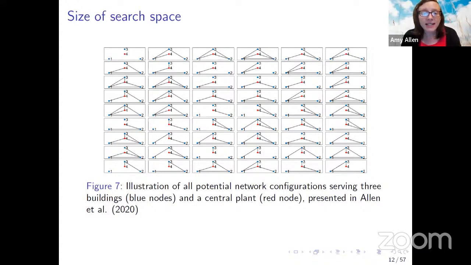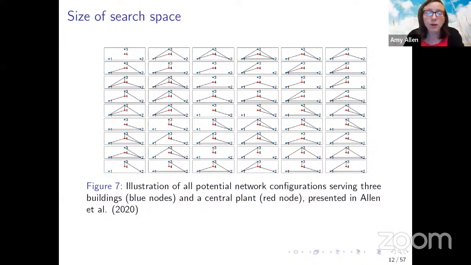And for emphasis, this figure illustrates all possible design configurations considered in the scope of this type of problem for a district consisting of just 3 prototypical buildings and a central plant. And here the buildings are shown with blue nodes and the central plant with a red node. And this amounts to 54 potential network configurations for just this small subset of buildings.